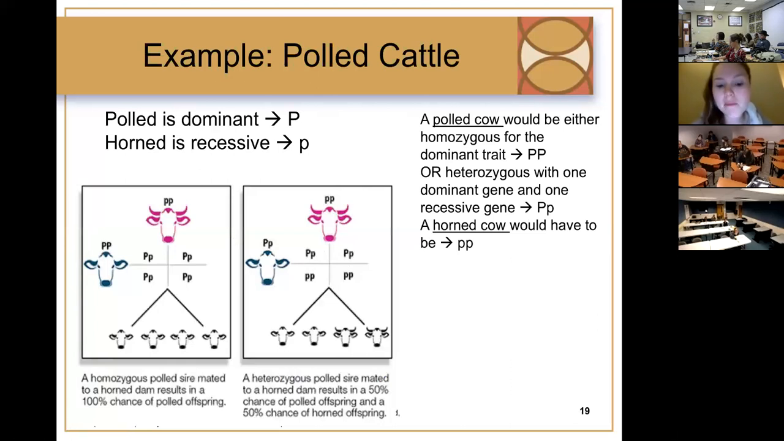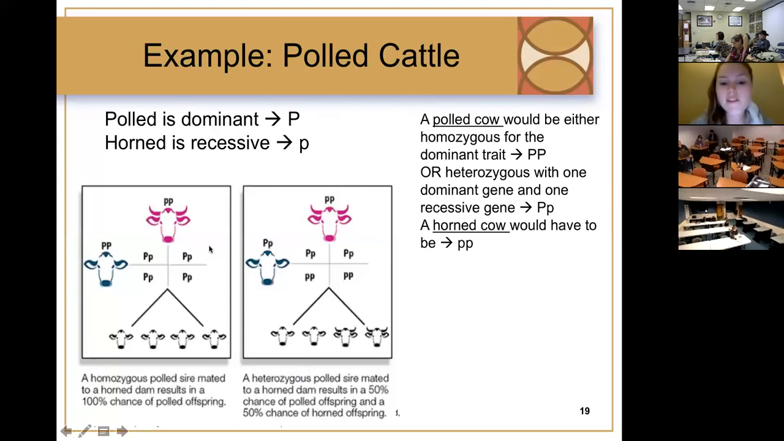So in this example, the chances of your offspring being polled would be what? 50-50. Right, 50-50, because you have 50% that would have a big P, so they would be polled, but you also have 50% that are just going to get little p's. They're going to get a little p from mom and a little p from dad. You have a 50% chance that your offspring is going to be horned because that's recessive.